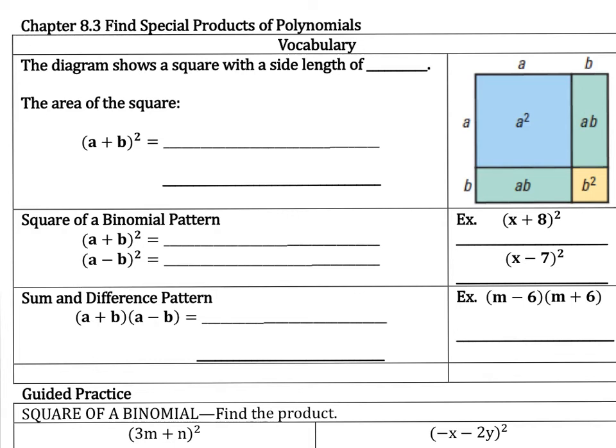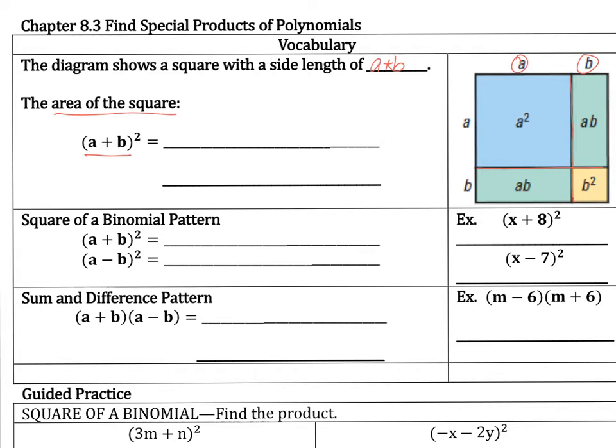8.3 finds special products of polynomials. The diagram to the right shows a square with a side length of a plus b. The area of the square is then represented by (a + b) squared. Now, to the right here, we can cut this big square into 4 smaller shapes.